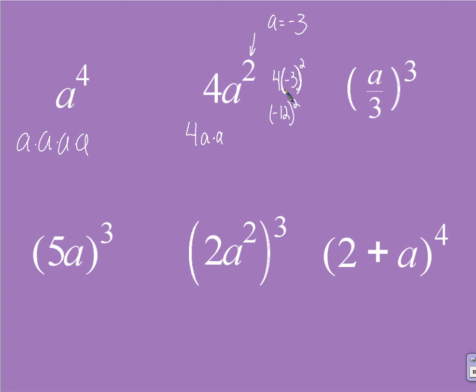4 times negative 3 first, and then raise it to the second power. This is going to be much, much bigger than this thing here. This is just going to be negative 3 times negative 3 is 9 times 4 is 36. Not that big. What is this? 144. Positive. Yeah, 144. It's much bigger than 36, right? Because now we're taking a bigger number to a power. Powers make very big numbers. Exponents make very big numbers.